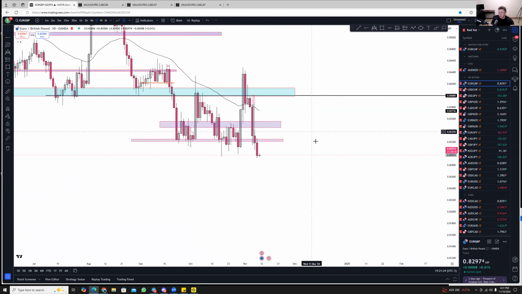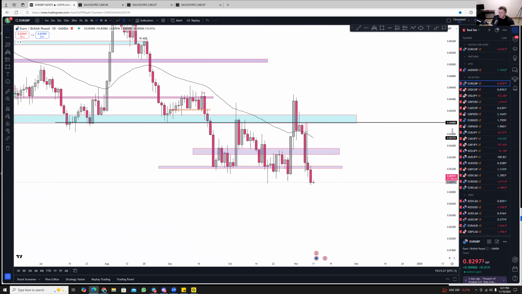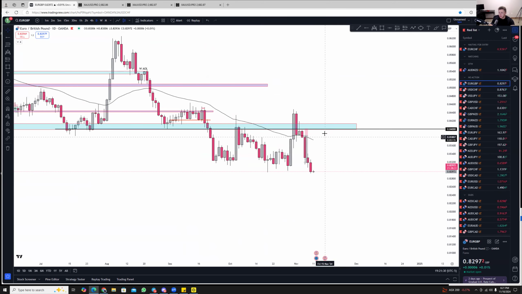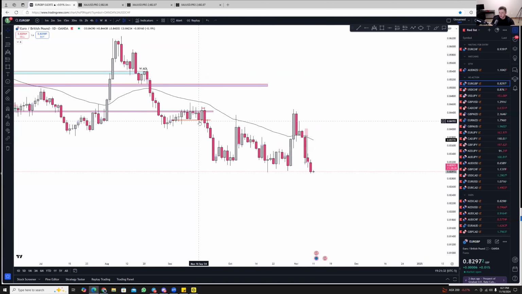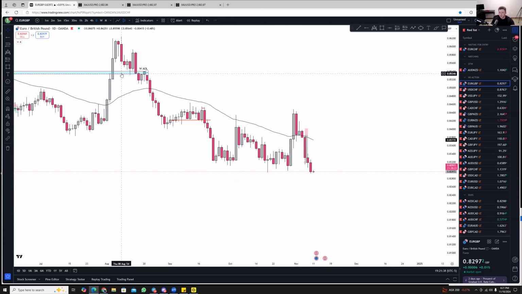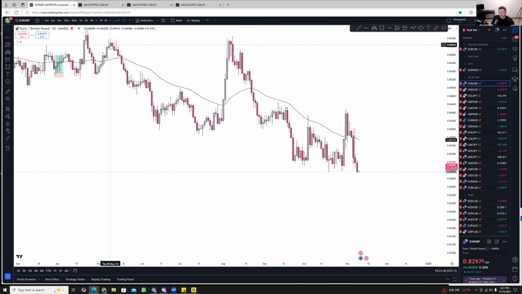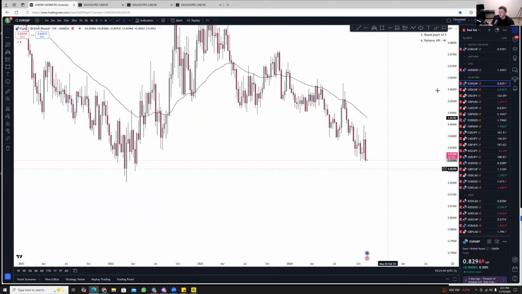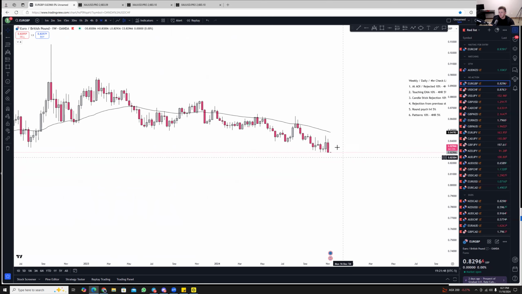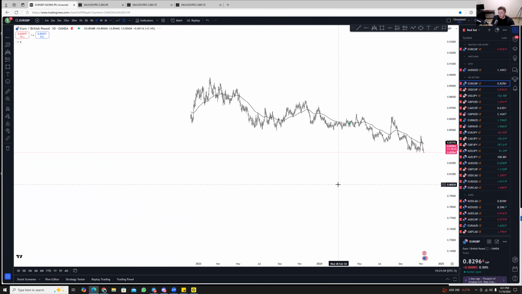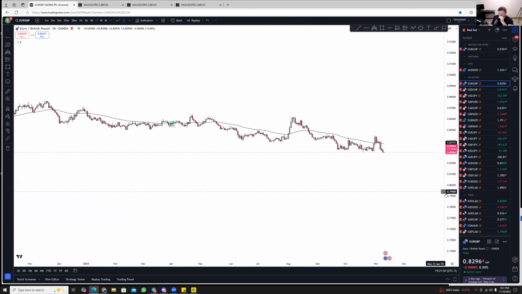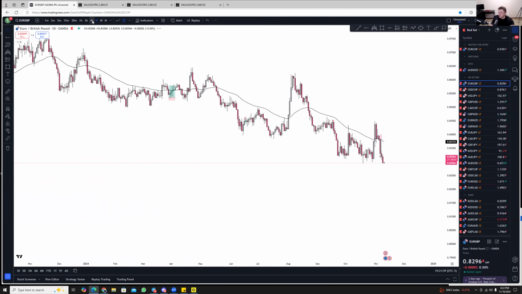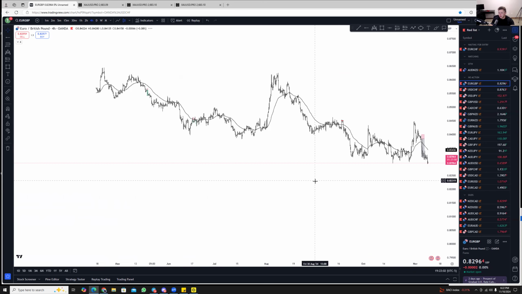Euro GBP. All right, same thing. Let's get rid of all these lines here and start all over. You don't need them all. Start on the weekly chart and see where we're at in the market. Weekly is bearish. Daily is currently bearish. And 4 hour is bearish.